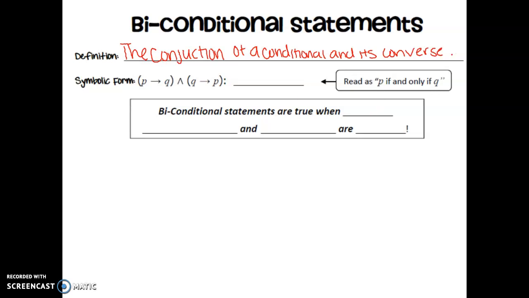So the symbolic form, we've talked about this before. P, double-sided arrow, Q. And it reads as P if and only if Q. So a biconditional statement is only true when both the conditional and converse are true.